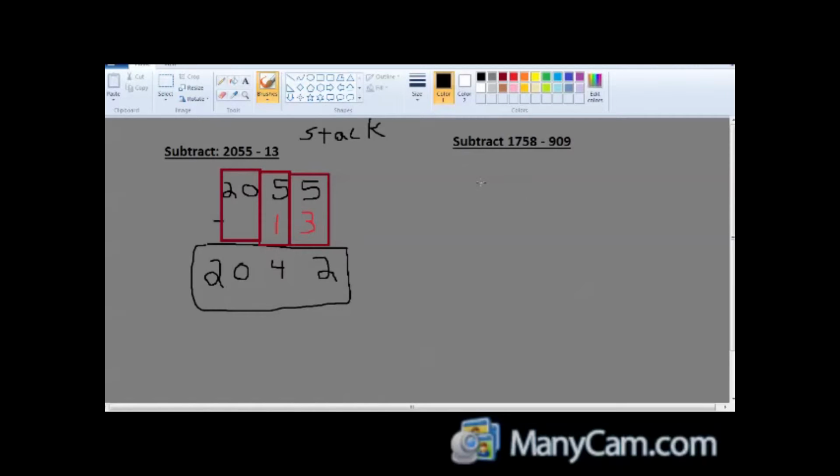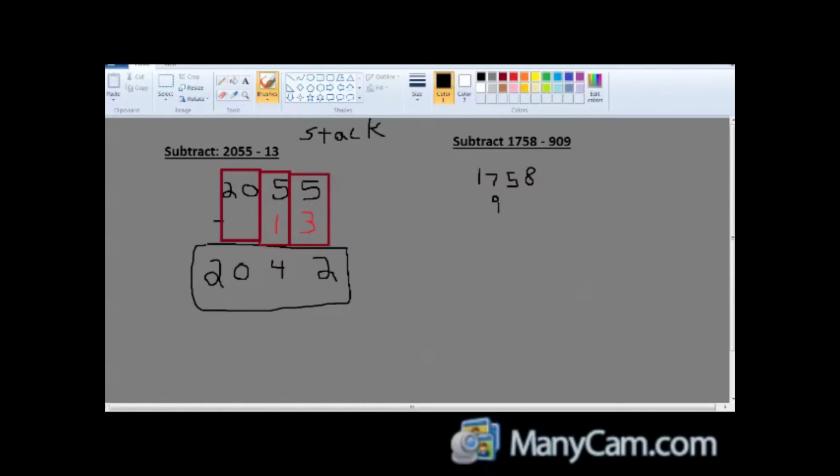Now, we're going to subtract 1,758, and we're taking away 909. Now, we're going to do a carryover method for subtraction here as well, just like we did for the addition method. And you're going to see the carryover method done more often in subtraction, especially on the GED test, if there is any subtraction on the test. So let's go ahead and stack our numbers. Put our biggest one on top and the smaller number on bottom.